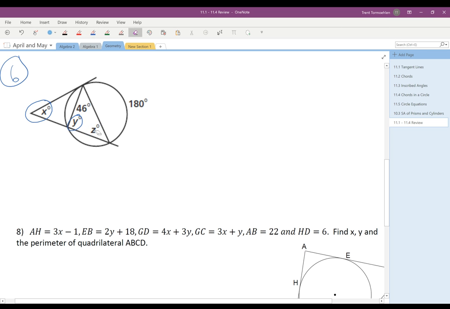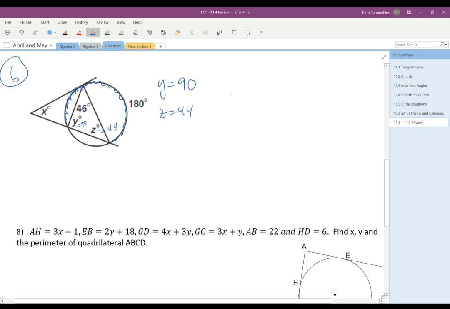So y and z are half the intercepted arc. So the intercepted arc for y is just the 180. Well, half of 180 gives us 90, so y just turns out to be 90 degrees. Now, we don't need to actually find out what the intercepted arc for z is, because we know that y is 90, and this is a triangle inside here. So we can just use our fact that the triangle angles add up to 180. So 180 minus 46 minus 90 is going to give you 44. So we know that z is 44.